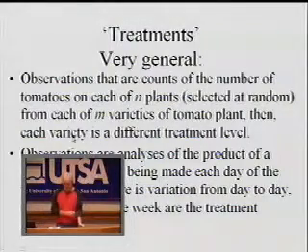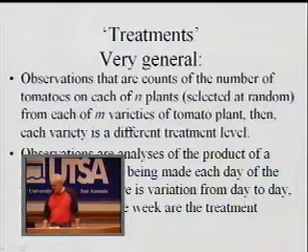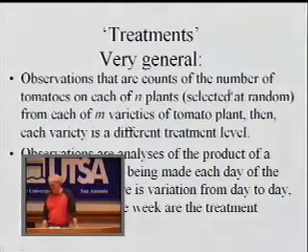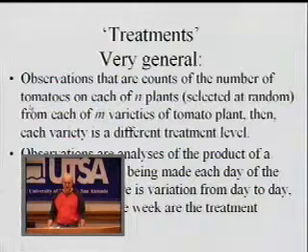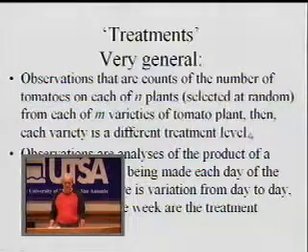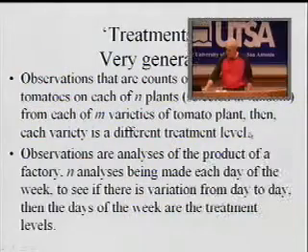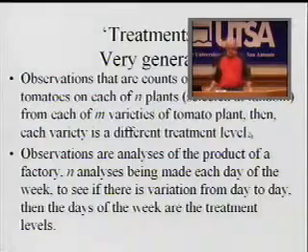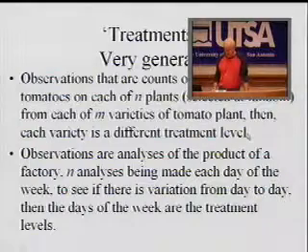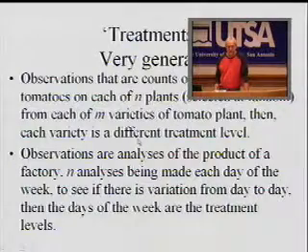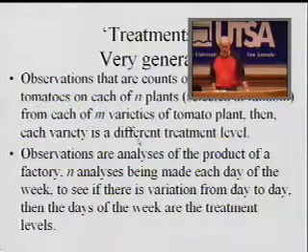Let me be more specific about that. So the treatments, very generally, are the observations that are counts of the number of tomatoes, for example, on each of n plants selected at random, from each of m varieties of tomato plants, then each variety is a different treatment level. So I know this is not what we're most commonly working with, unless you're doing some type of plant study, but it provides us an example to see how there is an experimental design laid out in the one-way layout for a one-way ANOVA.